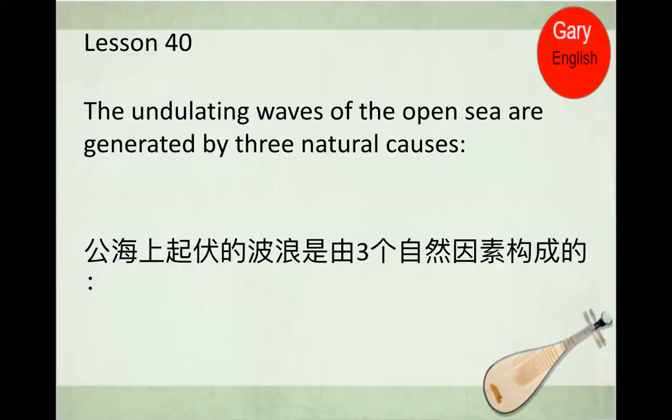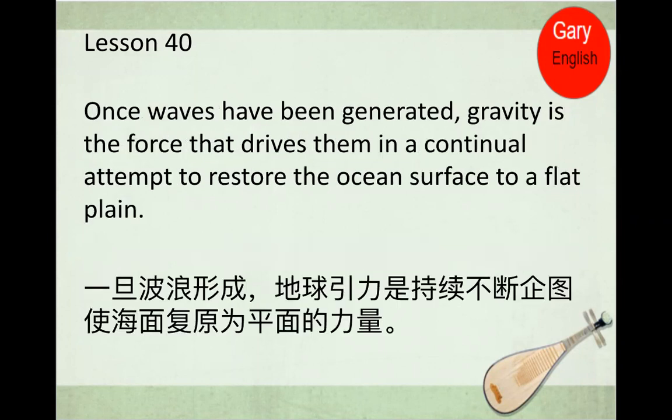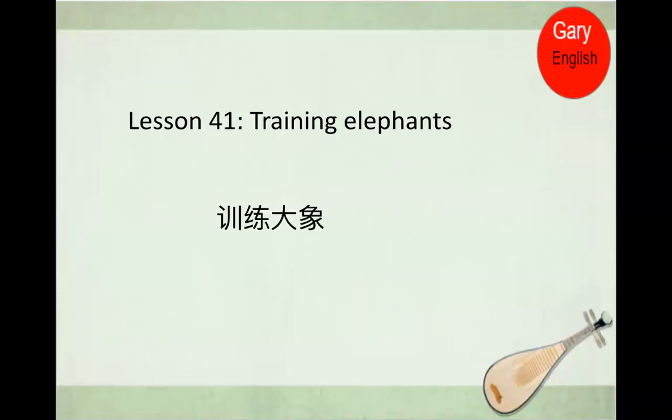The undulating waves of the open sea are generated by three natural causes: wind, earth movements or tremors, and the gravitational pull of the moon and the sun. Once waves have been generated, gravity is the force that drives them in a continual attempt to restore the ocean's surface to a flat plane. From World Magazine, BBC Enterprises.